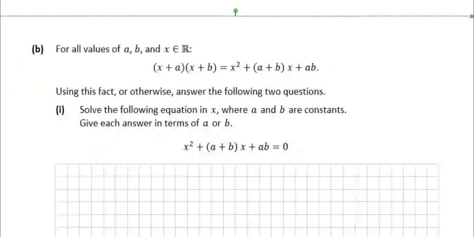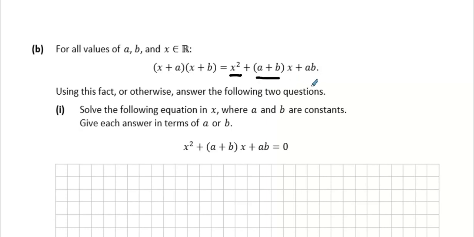Now part B. For all values of a, b, and x an element of R, what they're basically saying is that x plus a and x plus b equals x squared plus a plus b times x plus a multiplied by b. Using this factor or otherwise, answer the following two questions. Solve each of the following equations in x where a, b are constants and give your answer in terms of a or b.